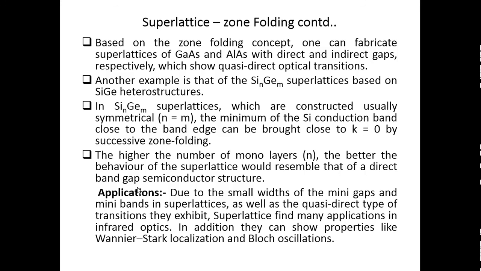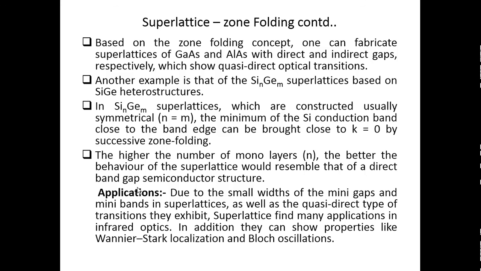And what are all the applications of this? Due to small widths of the mini gaps and mini bands in superlattices, as well as the quasi-direct type of transition, superlattices find many applications in infrared optics, especially infrared photodetectors and of course infrared devices. In addition, they can show properties like Wannier-Stark localization and Bloch oscillations that are also possible with this device. So these are all the practical applications. Mainly they are used as infrared photodetectors or infrared optics.